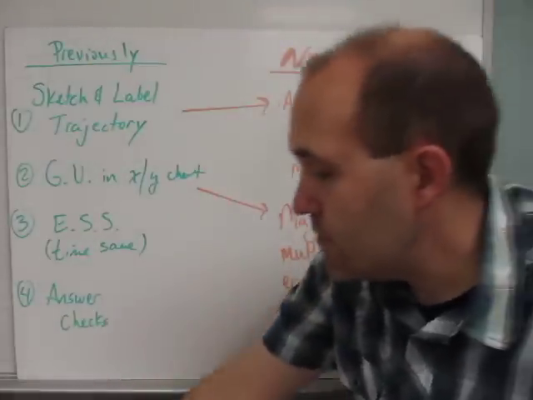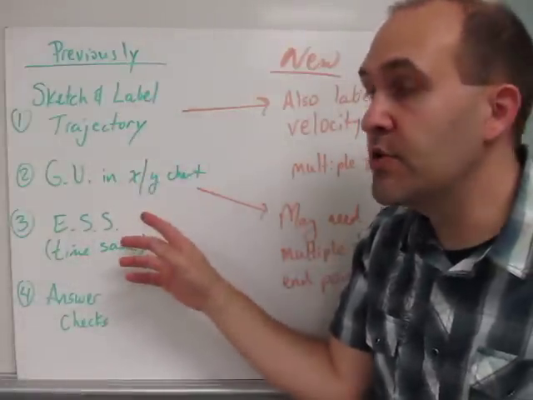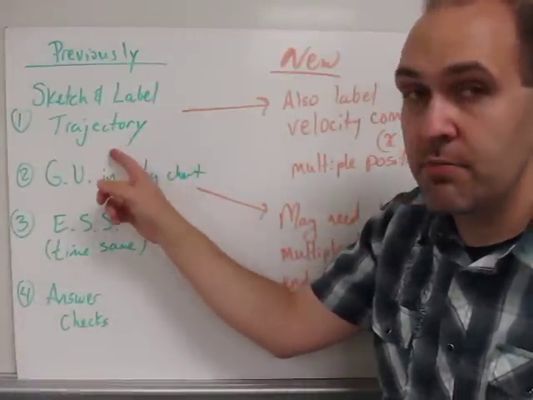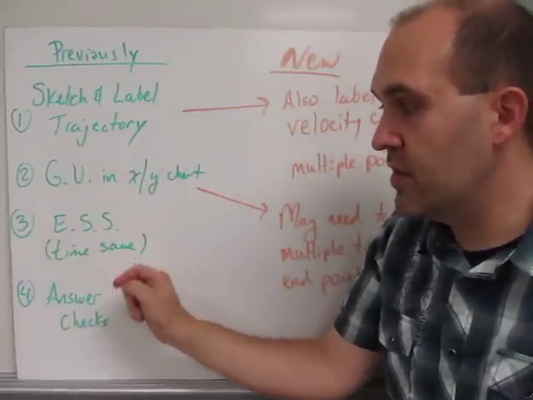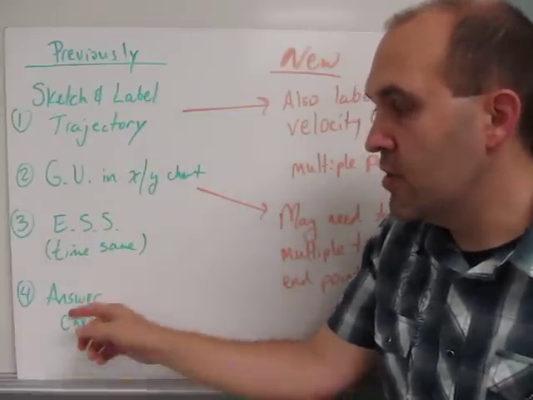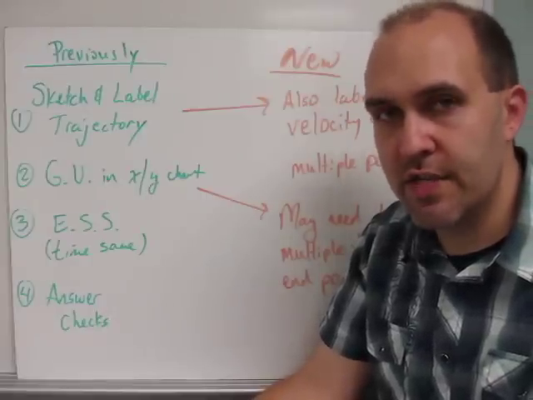So just to review, what we've previously done for our projectile motion problems, we sketch, label a trajectory, givens and unknowns in the XY chart, equation, substitute, solve, time is the same in both, and then we do our answer checks, right? So is the magnitude reasonable? Do we have units? Is the direction necessary?